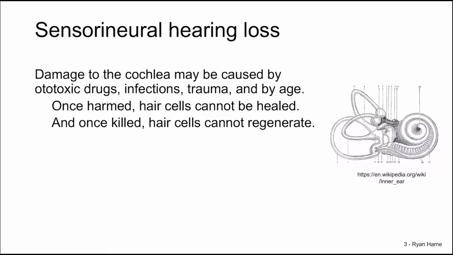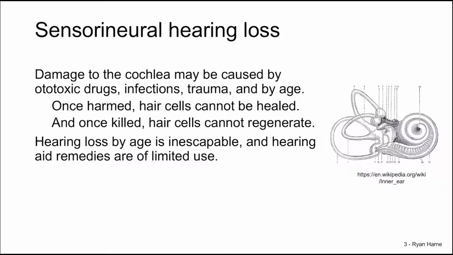This type of damage to the cochlea can be caused by a number of factors. One is ototoxic drugs, which means a drug that affects the auditory nerves and nervous system related to audition in our body. Another form of damage to the cochlea could be due to infection, hearing and head trauma, and also just by age. When the hair cells are harmed, they cannot be healed. And when they are harmed enough and killed, hair cells cannot be regenerated. So hearing loss by age, which is natural harm to the hair cells, is inescapable.